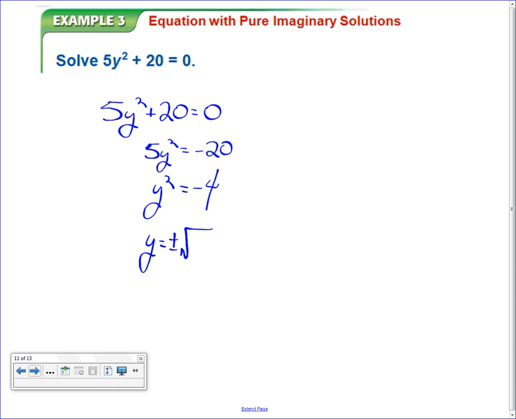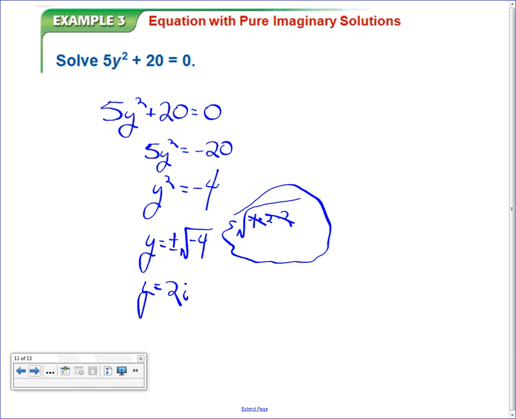Now, the square root of negative 4, let's take that apart just a little bit. Here's my little thought bubble. I've got square root of negative 1 times 2 times 2. Kick out the 2's. Kick out the negative 1. Nothing left inside. So in this case, y is 2i. A complex or imaginary solution.